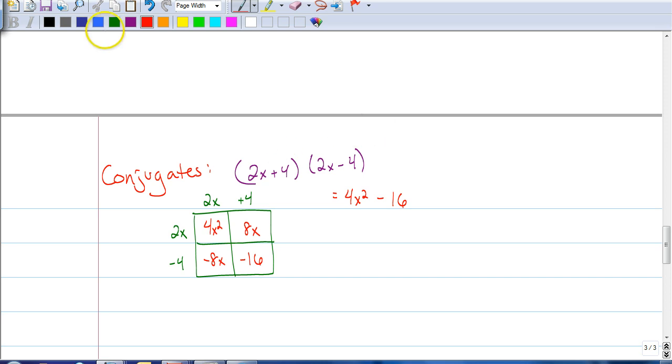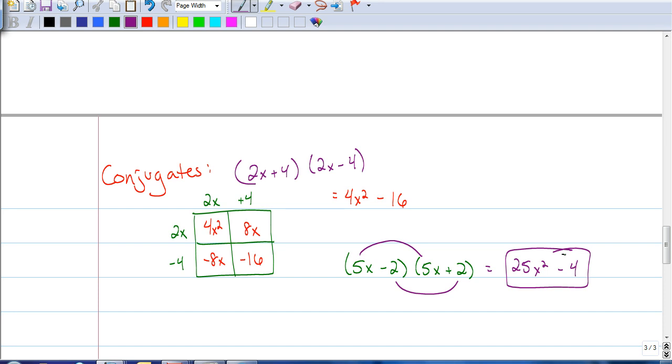So let's say if I had this problem, 5x minus 2, the conjugate of that is going to be 5x plus 2. So I know if I'm multiplying this number by its conjugate, all I care about are multiplying the first 2 terms and the last 2 terms. So I get 25x squared, and negative 2 times 2 is negative 4. So my answer would be 25x squared minus 4.